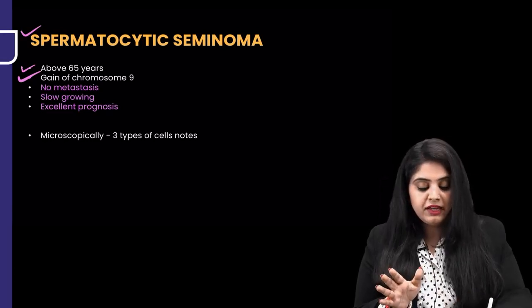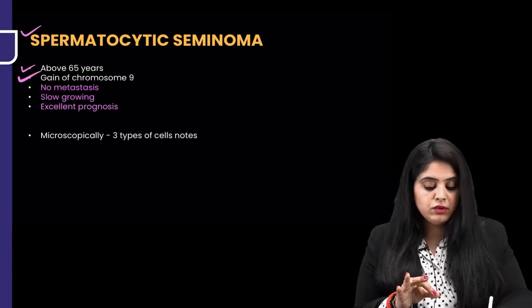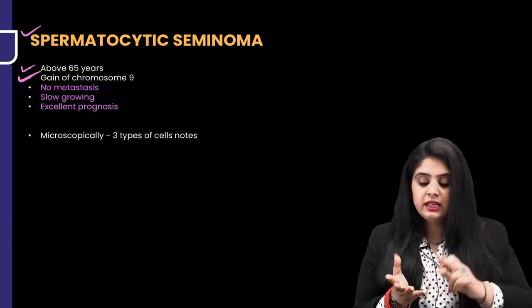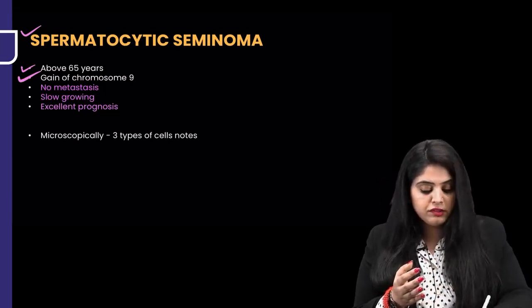Okay, so repeating, it's a very, very lengthy name. It's going to be seen in very, very old people. It's going to be seen with a lot of gains. So gain in the name, gain in the age, gain in the chromosome. But overall, the prognosis is going to be good.